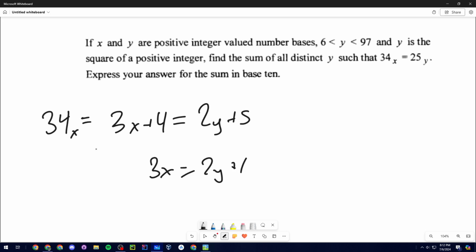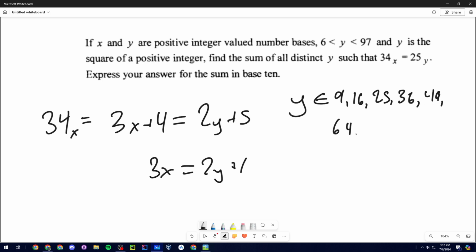So first of all, what are the possible values of y? y is in the set of perfect squares, so that's just 9, 16, 25, 36, 49, 64, 81. If we plug y into this equation, we should get an integer for x. That means that 2y plus 1 must be divisible by 3. So let's see what works.